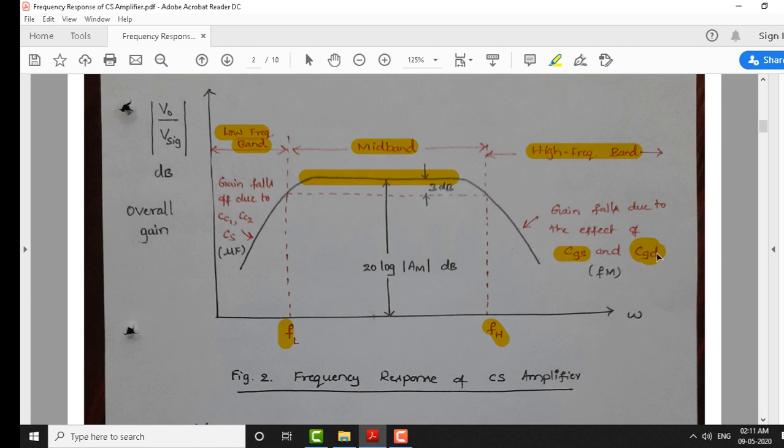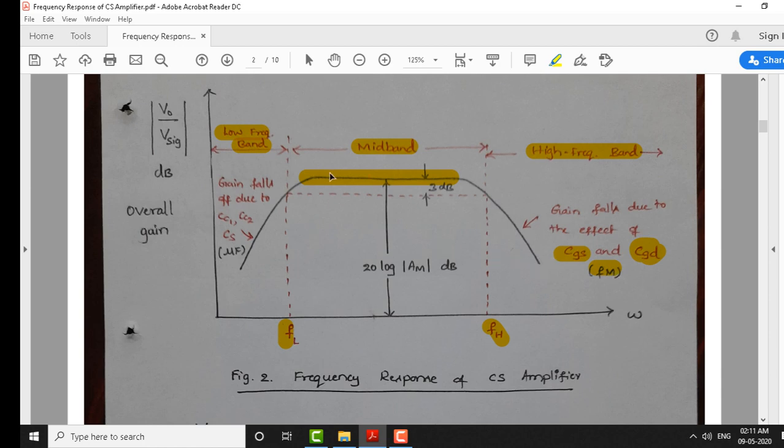These capacitances, instead of being an open circuit, will try to become a short circuit at higher frequencies. These capacitances pose a problem at higher frequencies. One more observation is that these 2 capacitances are in the femtofarad range, which is a very small value.